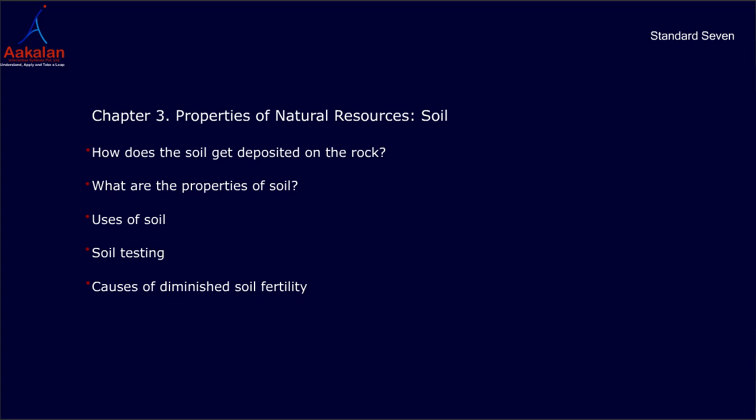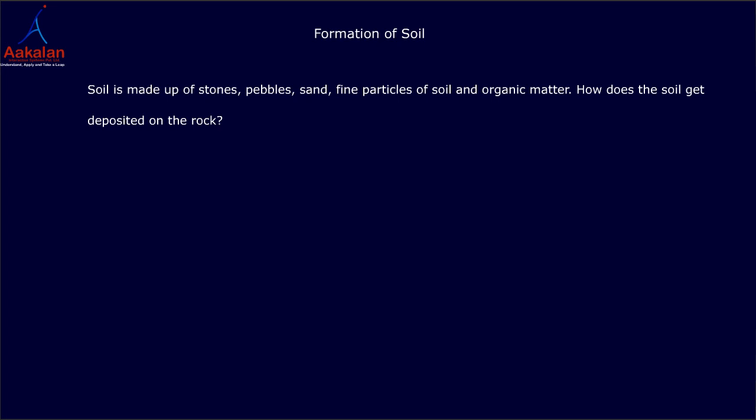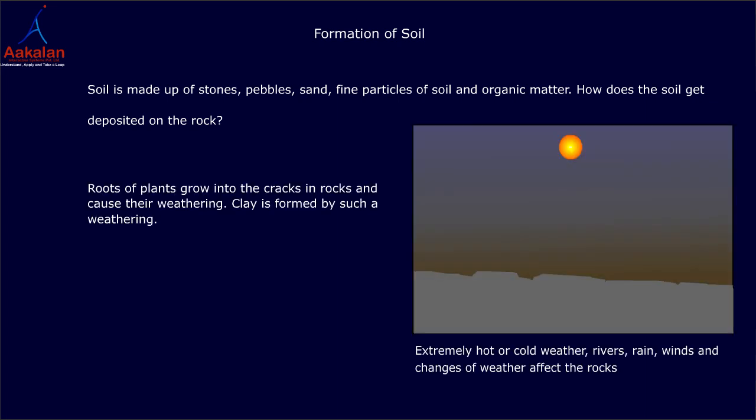Properties of natural resources. Formation of soil. Soil is made up of stones, pebbles, sand, fine particles of soil and organic matter. Now the question is, how does the soil get deposited on the rock? Roots of plants grow into the cracks in the rocks and cause their weathering. Clay is formed by such a weathering.